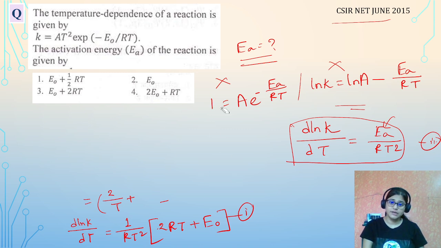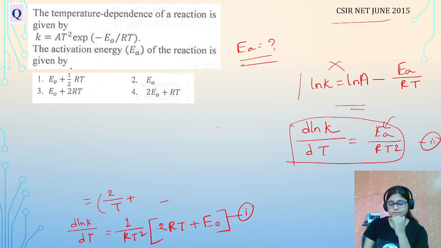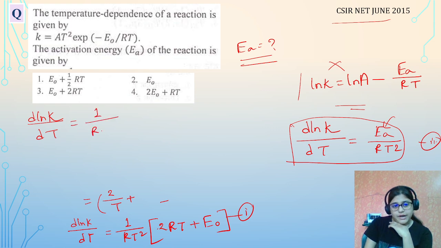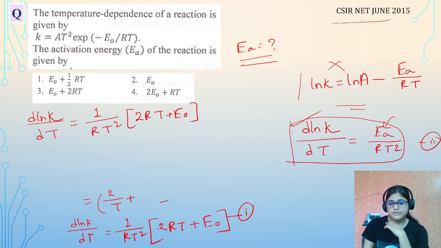This is a PYQ question. I'm taking PYQ questions also, so that you have an idea about all kinds of questions. It is a very different kind of question. So the derivative form we got is 1 by RT squared into 2RT plus E0, and we know these things from the van 't Hoff equation.